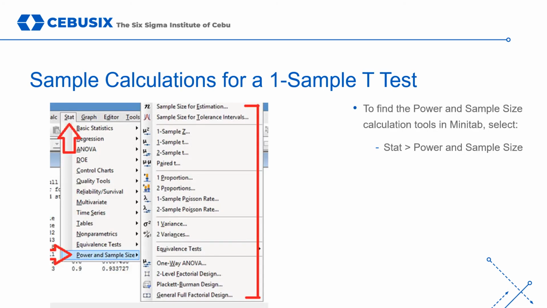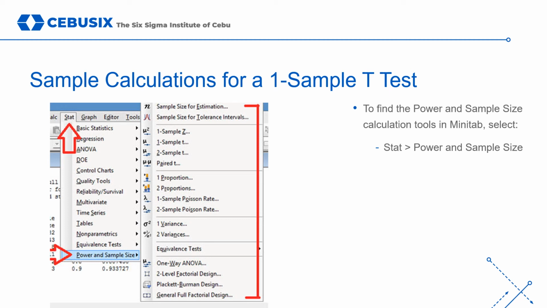In order to conduct a sample size calculation, we need to select the Stat menu option from the top ribbon. Here, you will see a lot of statistical functions of the program, such as control charts, regression testing, analysis of variance testing, and even design of experiments. What we are looking for, however, is the power and sample size at the bottom of the drop-down menu.